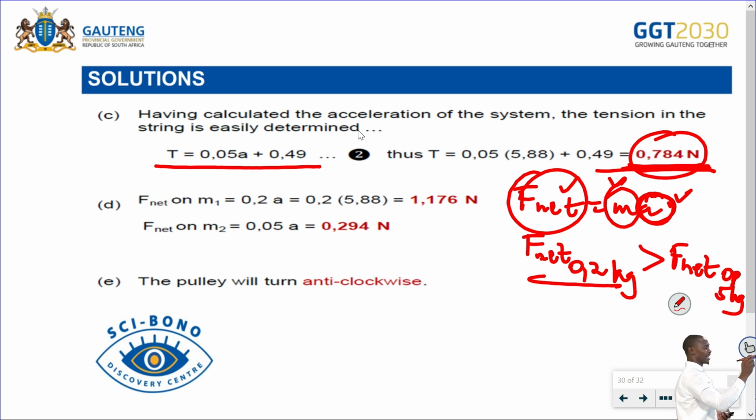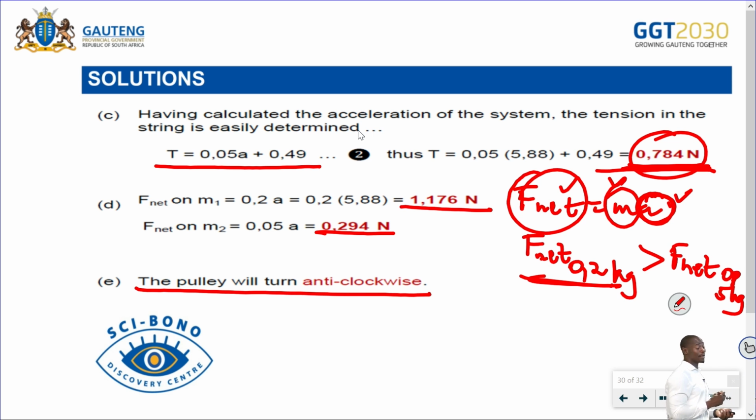So check. This is the net force of the 0.2, 1.176. This is the net force of the 0.05. It's 0.2. That is why I'm saying the net force of the 0.2 will be greater than the net force acting on the 0.05. So they wanted us to compare. Then in that way, the pulley will turn anti-clockwise. Why are they saying it will turn anti-clockwise?